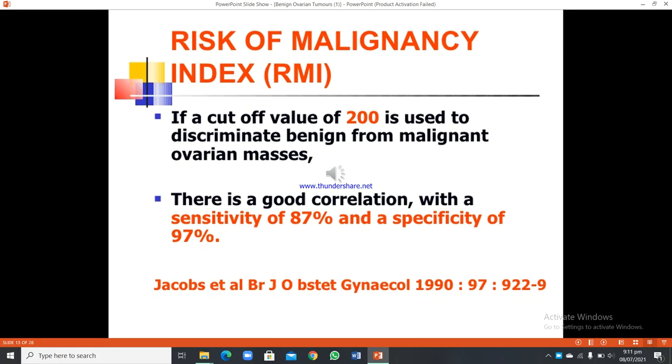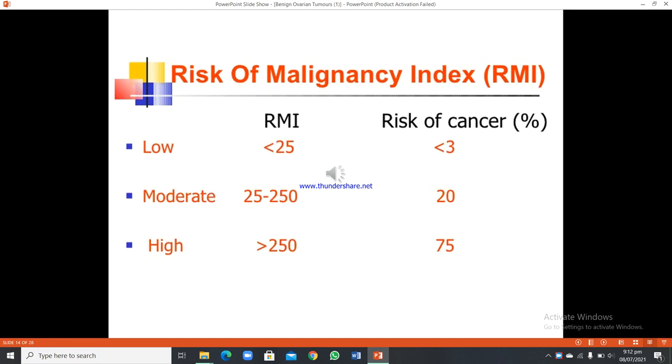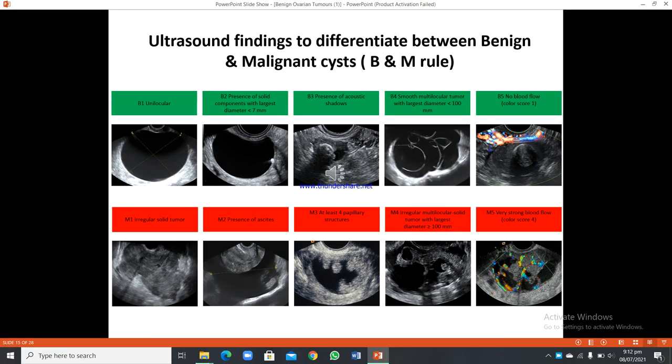If a cutoff value of 200 is used to discriminate benign from malignant ovarian masses, there is a good correlation with a sensitivity of 87% and specificity of 97%. Risk of malignancy RMI: low, moderate, and high. Low is less than 25, and risk of cancer is less than 3%. Moderate is 25 to 250, and risk of cancer is 20%. High is more than 250, and risk of cancer is 75%. Ultrasound findings to differentiate between benign and malignant cyst, as you can see in B, unilocular, and here is the cyst.